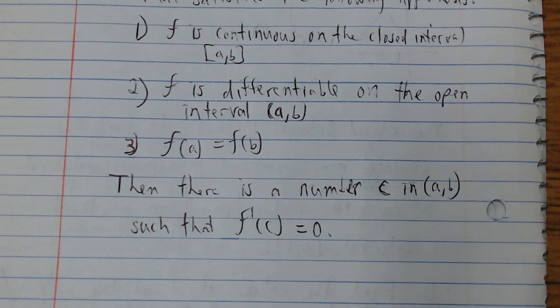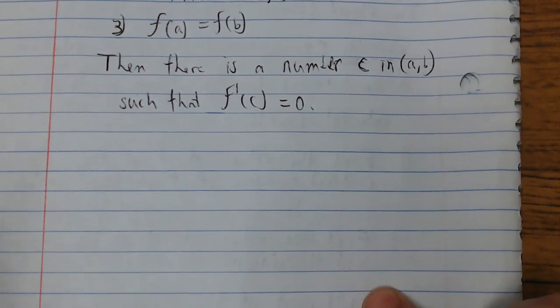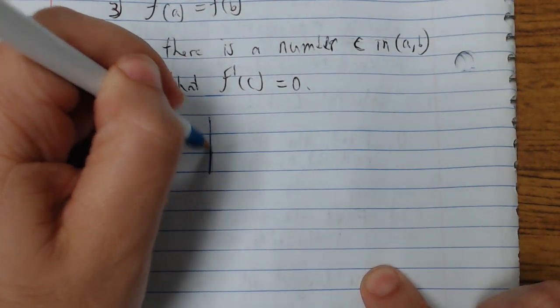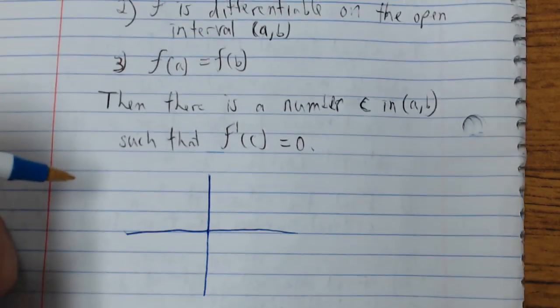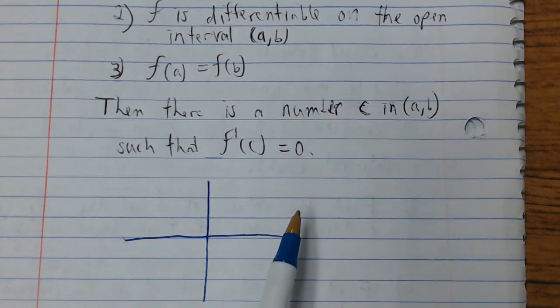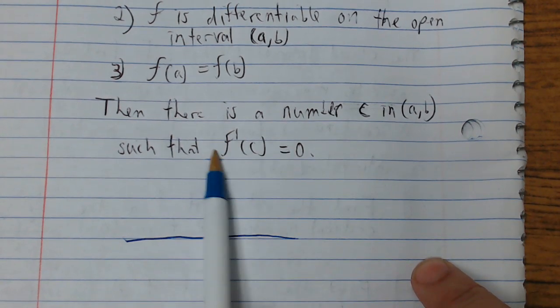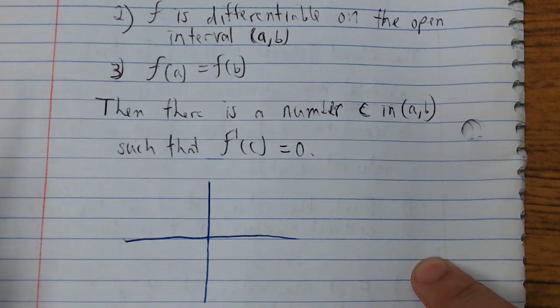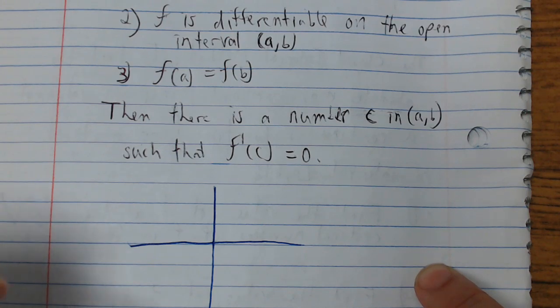And so notice what this basically means. So there's three conditions. And by the way, one comment I want to make here is when they're saying that there is a number C, there could be more than one. Okay, but what we know is there's at least one place where my derivative equals 0. So think about this. Here's what this is saying.